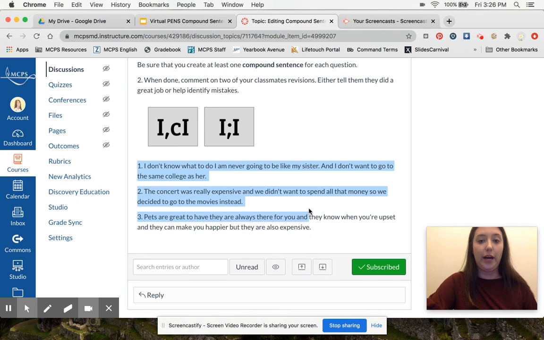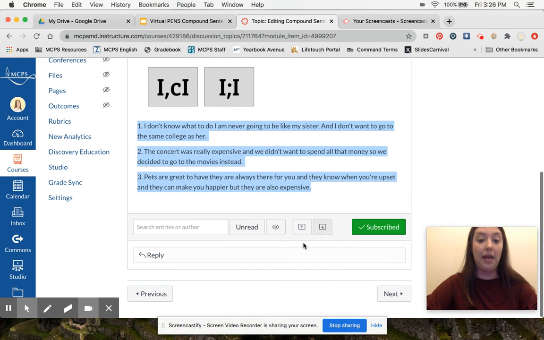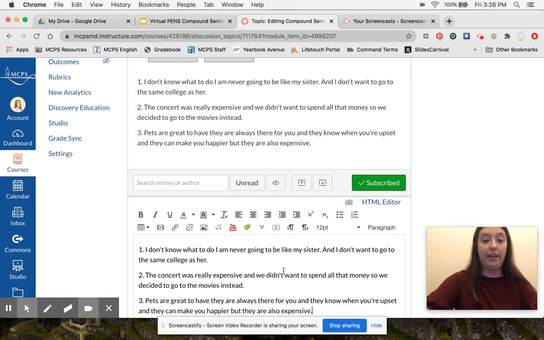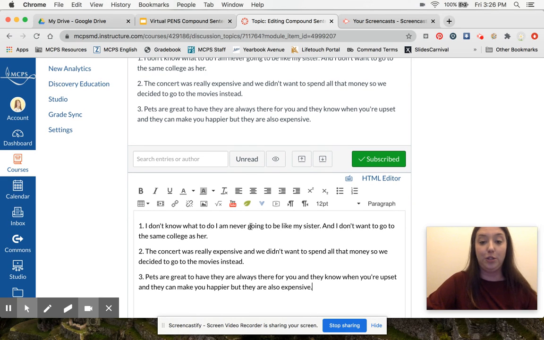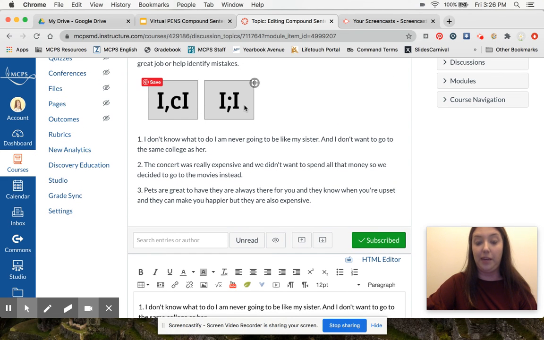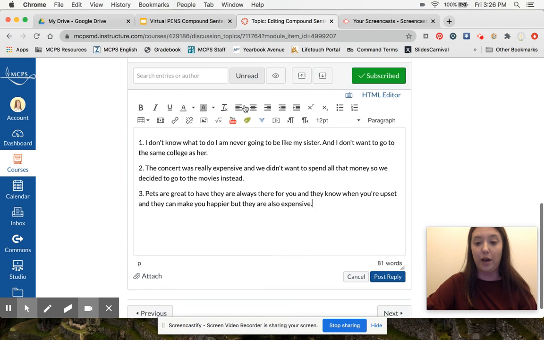But you're just going to go ahead and, like we've done before, copy and paste. Remember, Control-C for copy and then Control-V for paste. And you're going to paste it right inside here. And you'll be able to make changes to the sentences so that they're correct and they follow the formulas. And the formulas are up here as a reminder for you as well.